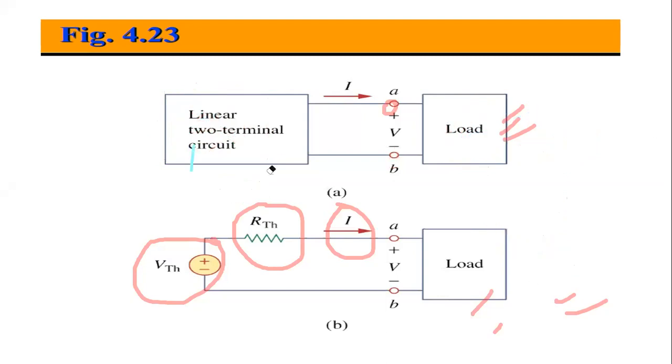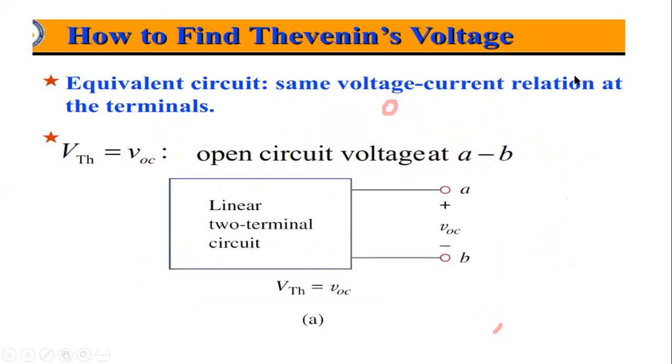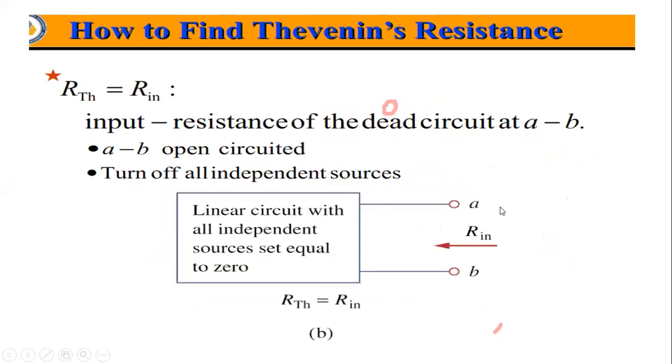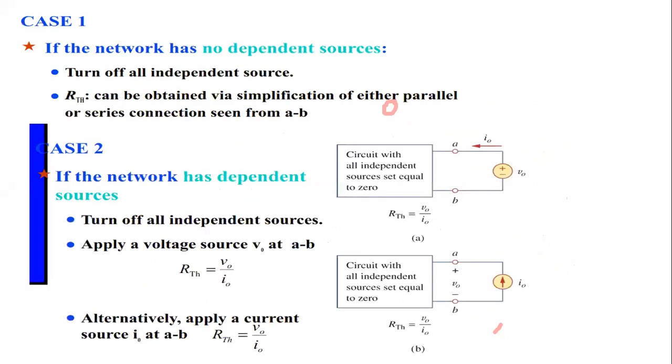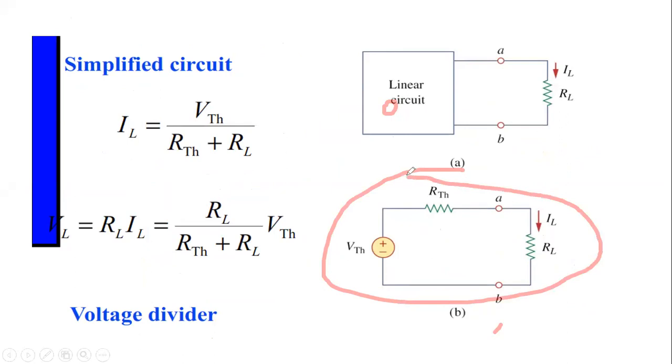So now once we know the equivalent circuit of Thevenin theorem, we will directly go to the question. This is how to find the current. This is the circuit, called the equivalent circuit, or you can say the Thevenin equivalent circuit. This is called Thevenin's equivalent circuit.